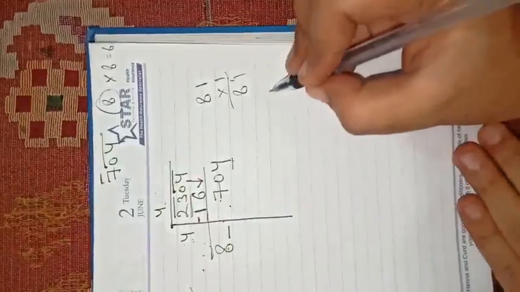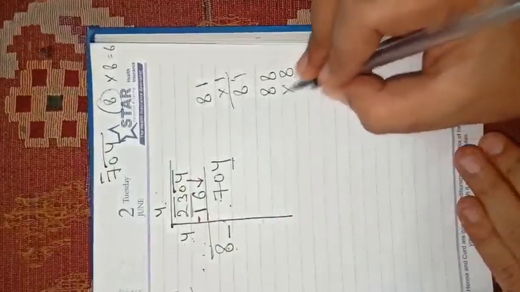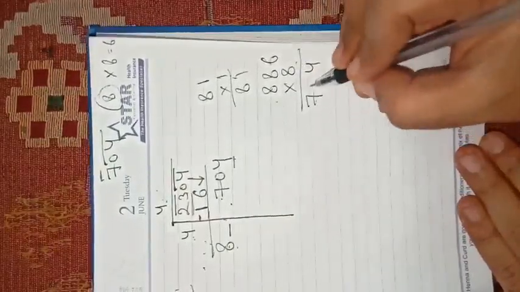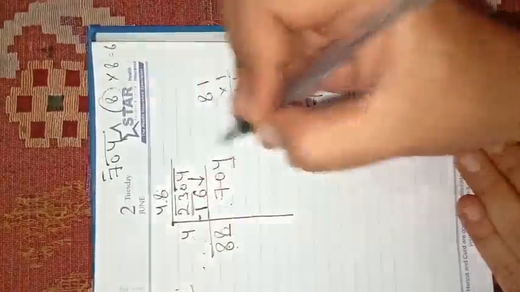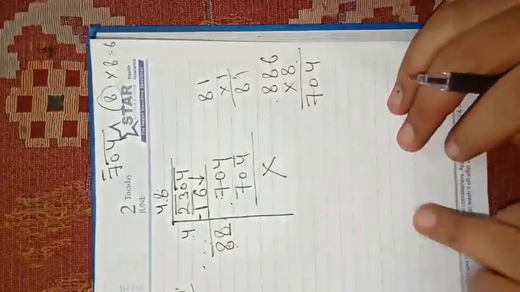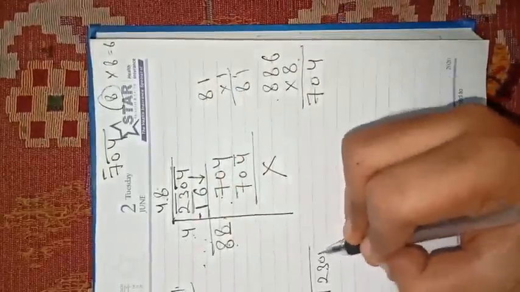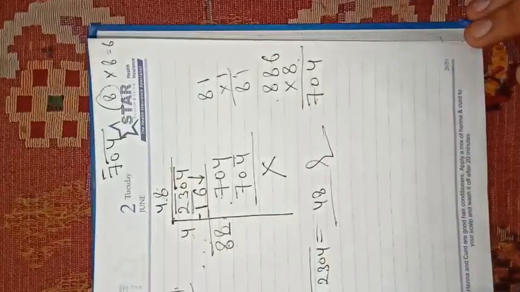So let us check it out. After 8, we have written 8. So 88 8s are: 8 8s are 64, carry 6. 8 8s are 64 plus 6, 70. So yes, of course this is the number. So 88 8s are 704. This gets cancelled out. Okay, and this is the answer. So the square root of 2304 is 48. That's going to be the answer. I hope you understood this.